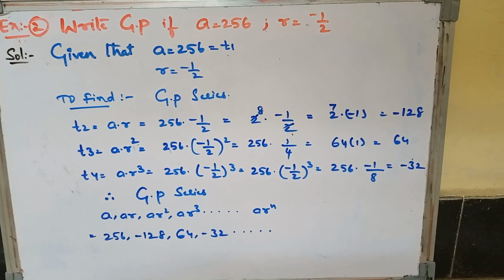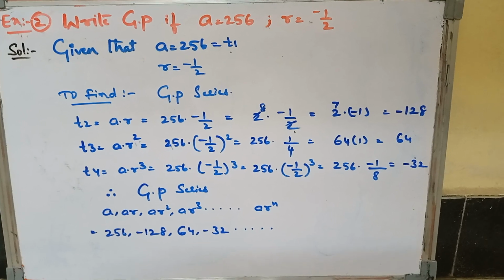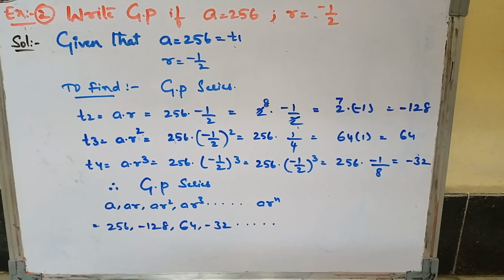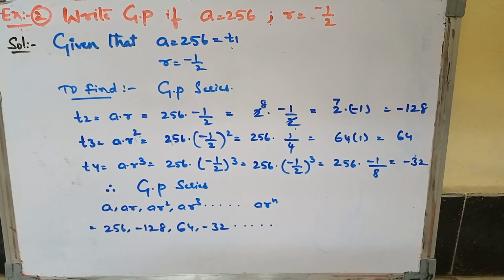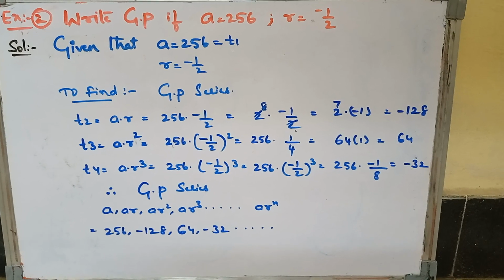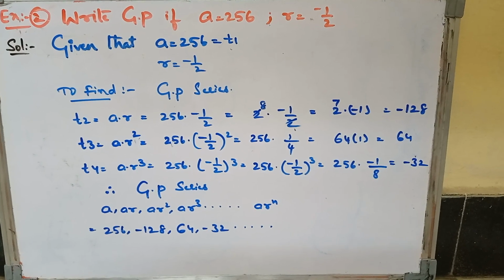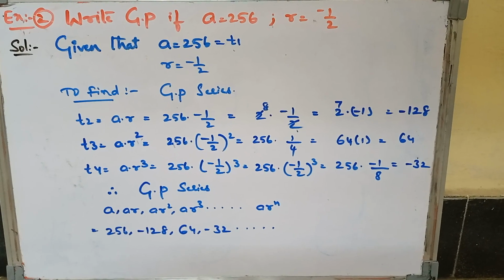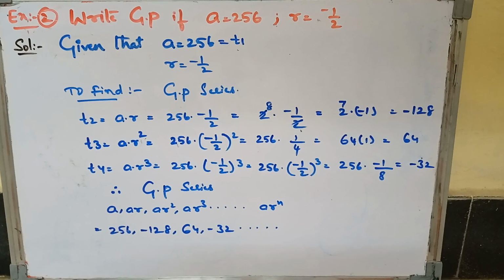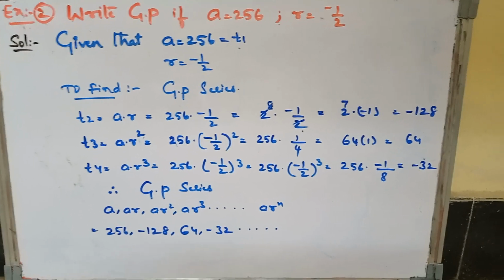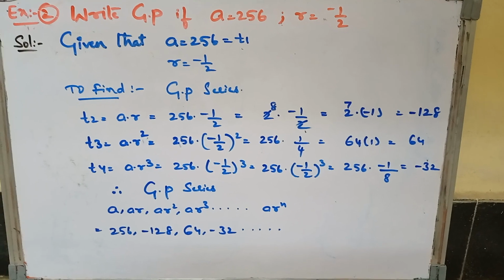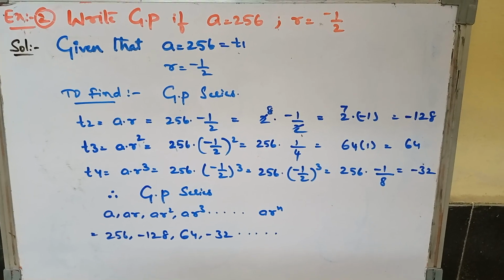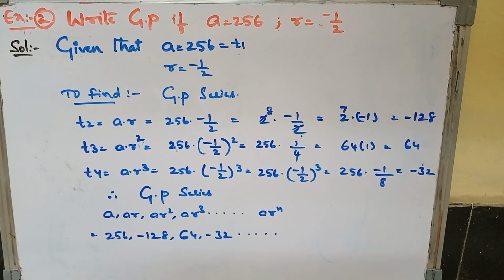Today we are going to discuss GP series, that is geometric progression of class 10th from chapter progressions. In the last video I explained GP example 1. So this is the second example. What is given here? Write the GP if A equal to 256 and R equal to minus 1 by 2.